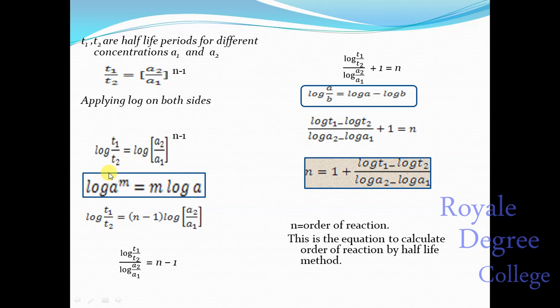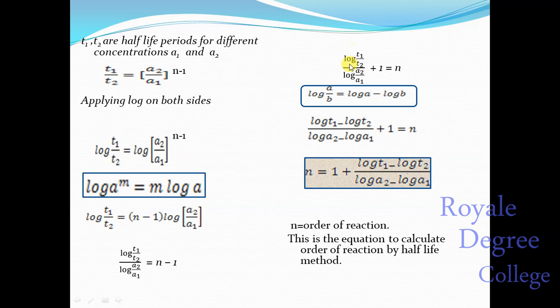Now we are using this formula: log a to the power m is equal to m log a. So n minus 1 is nothing but m, and it will come before log. Like this we are writing in the next equation: n minus 1 times log a2 by a1. Then this log a2 by a1 we are bringing to the other side. So we can write in this way: log t1 by t2 divided by log a2 by a1 is equal to n minus 1. Now this minus 1 we are bringing to the other side, and minus 1 will become plus 1. So like this we are getting the equation.